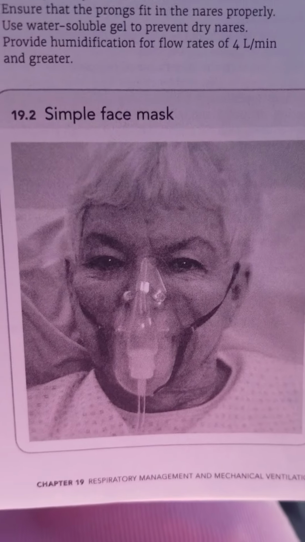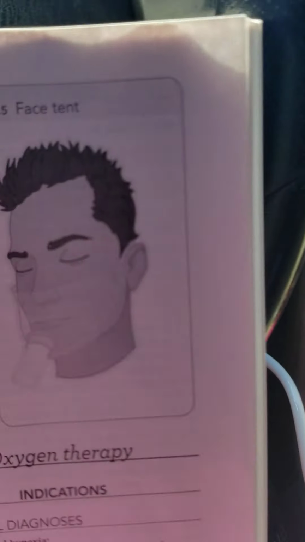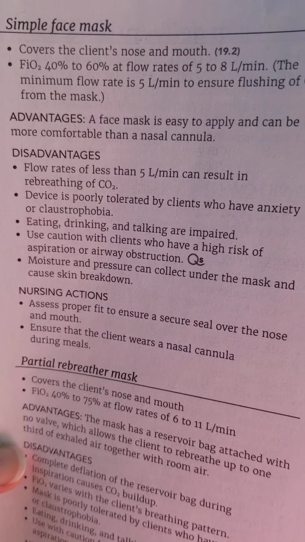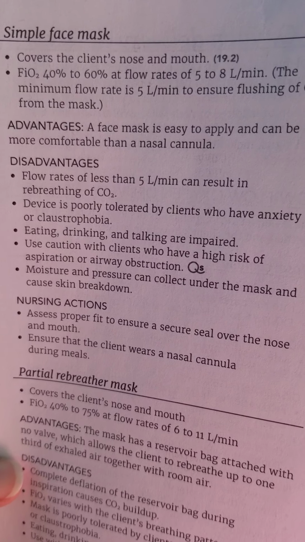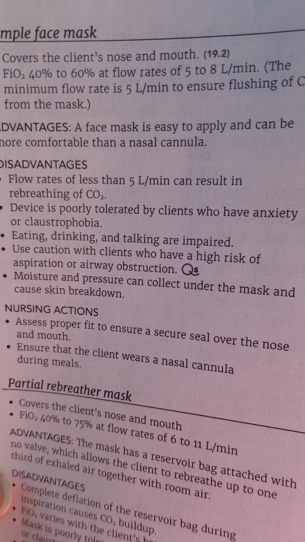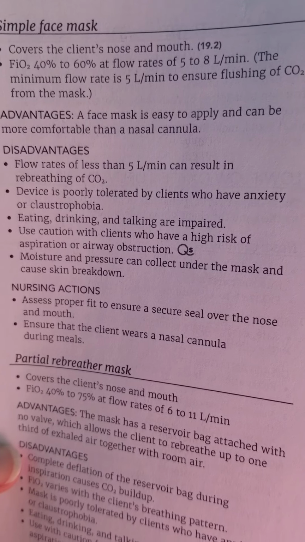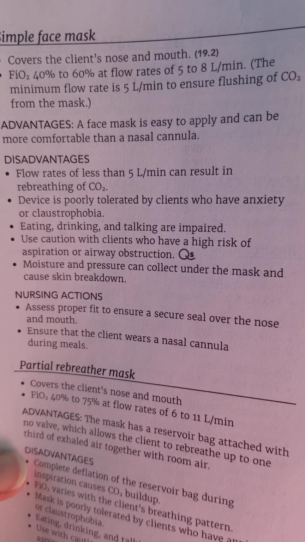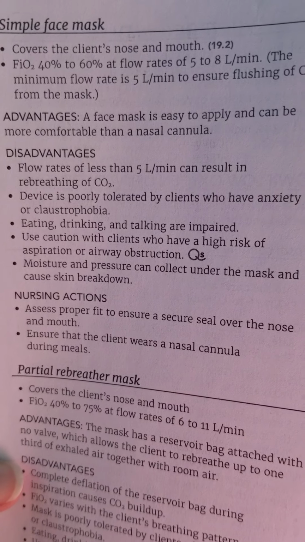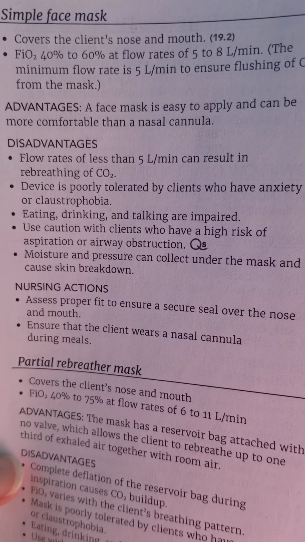Simple face mask, as pictured here. This completes page 115 on Chapter 19, ATI. This simple face mask covers the client's nose and mouth. FiO2 is 40 to 60% at flow rates of 5 to 8 liters per minute. The minimum flow rate is 5 liters per minute to ensure flushing of CO2 from the mask, max 8 liters per minute. Advantages are that this face mask is easy to apply and can be more comfortable than a nasal cannula.